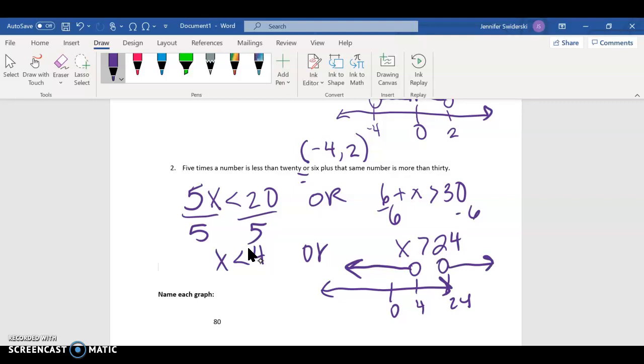So I know the interval notation is negative infinity to 4 in parentheses, union, and then the solution 24 to infinity. Anything from negative infinity to 3.99999 would make this statement true, and anything from 24.01 all the way to infinity would make this other statement true. So that's an or problem with graphing.